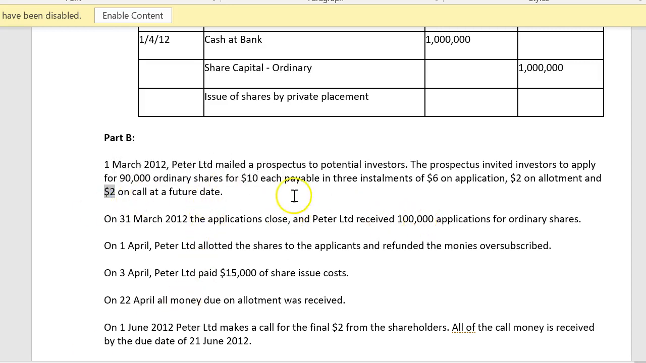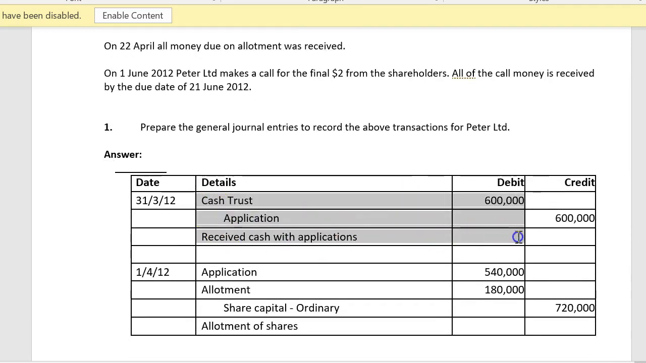Now, how many shares did they issue? They issued 90,000 shares. They received 100,000 applications. Each application paid $6, which means the company received a total of 100,000 times $6, $600,000, which is transferred to a cash trust because that money does not belong to the company until they finalize the share issue. So you debit cash trust, credit application. That's what you see here, to record cash receipts from applications, $600,000.